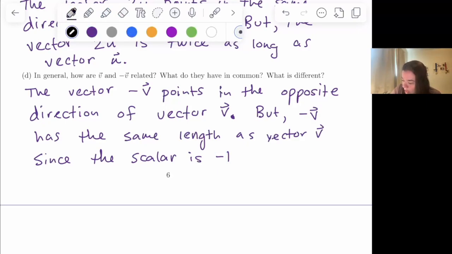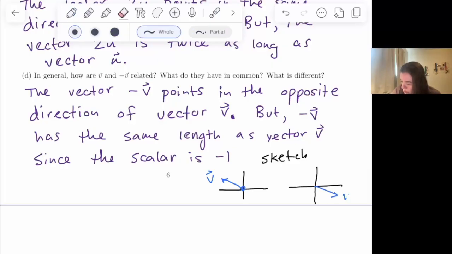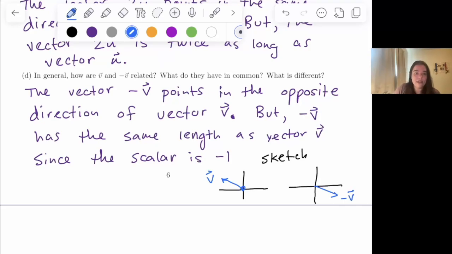Just to show you in general, just a quick little sketch, I'm just going to make up a random vector v so you can visualize this. If vector v looks like so, again, this is just a random vector I made up in my mind, what would vector negative v look like? It should keep the same length, but just go the opposite direction. So roughly, this would be an example of v and negative v. Same length, same slope to it, but just going the other direction.